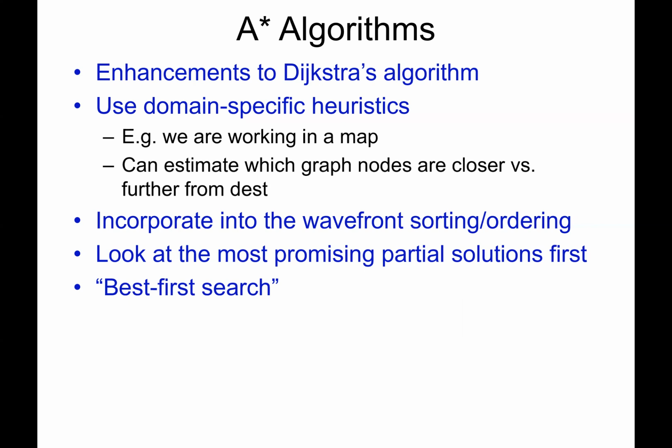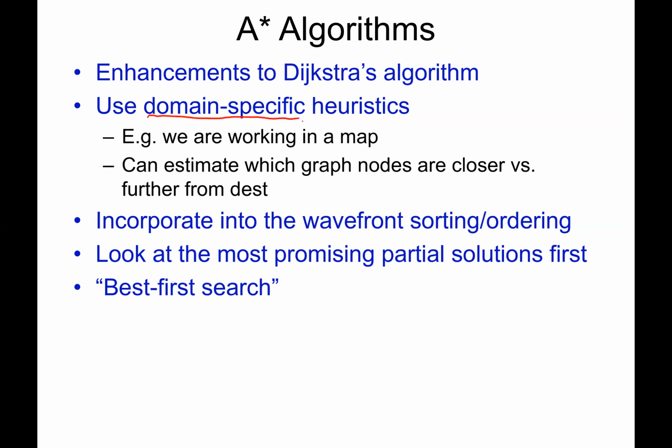Okay, so these are enhancements to Dijkstra's algorithm. Walking through the algorithms we've looked at, Dijkstra's algorithm is an enhancement to breadth first search. So it's almost the same code, just changes how you sort your wavefront. A-star is an enhancement to Dijkstra's algorithm. It's not much more code. So you basically write Dijkstra's algorithm and you add a little bit more and you've got A-star. You just have to think about what that code is. Okay, so they're enhancements to Dijkstra's algorithm. They use what are called domain-specific heuristics.